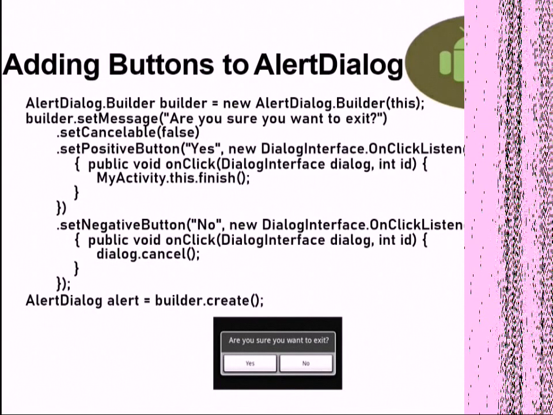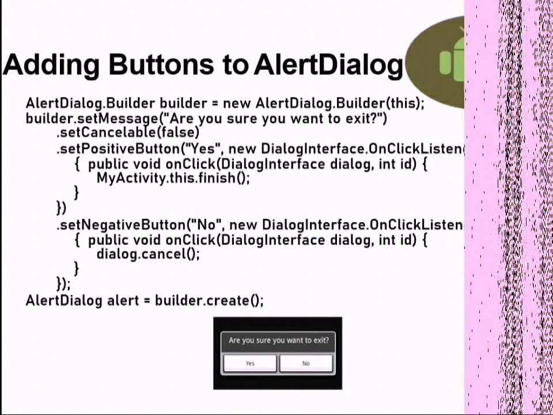If it is false, it won't disappear until you select a button. But if you give true, it will disappear if the user clicks outside of that interface. Then set positive button: positive button means yes or okay. You can give any kind of text inside it. If you click that button, then it should perform a certain activity, correct? For that you need to call the dialog interface on-click listener. It will create an instance of the dialog interface on-click listener, and inside the on-click method you give the activity that has to be handled.